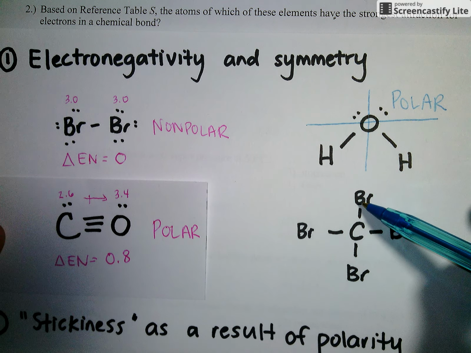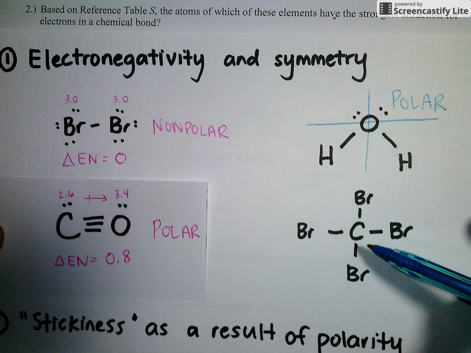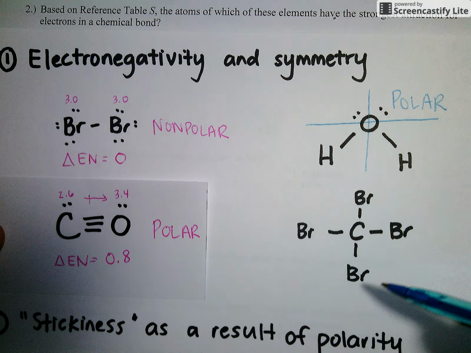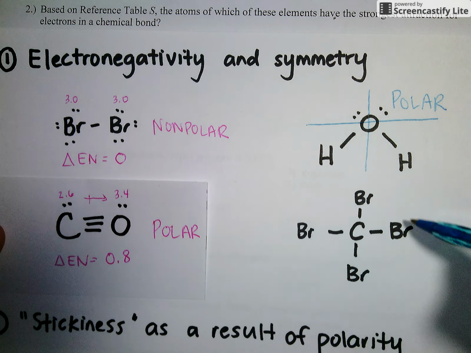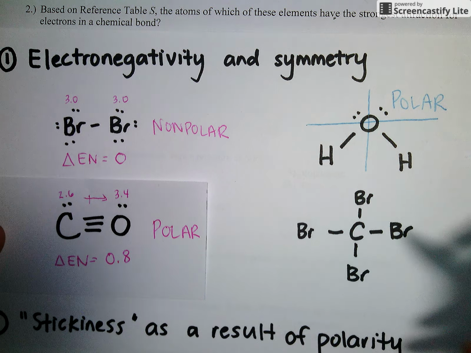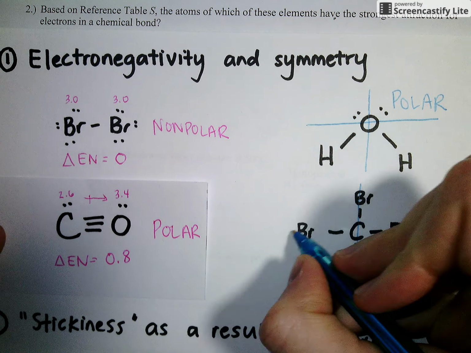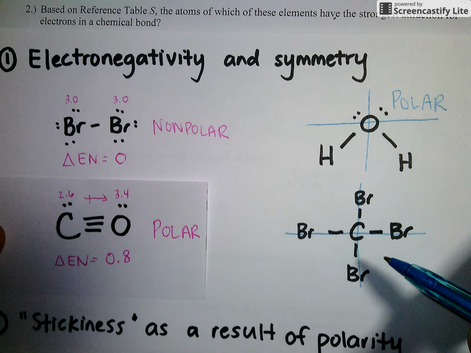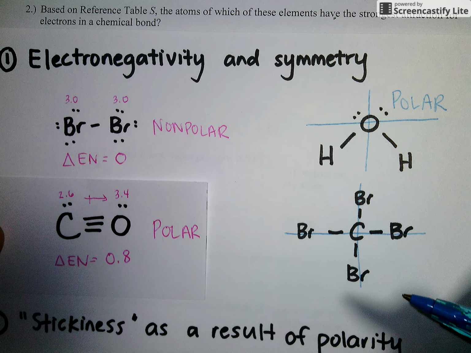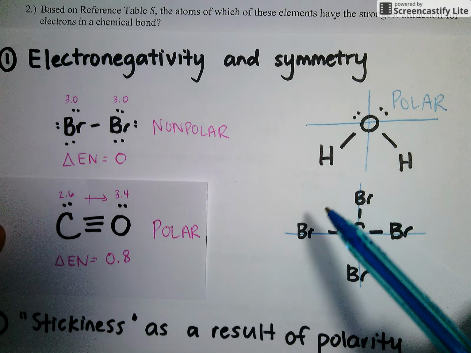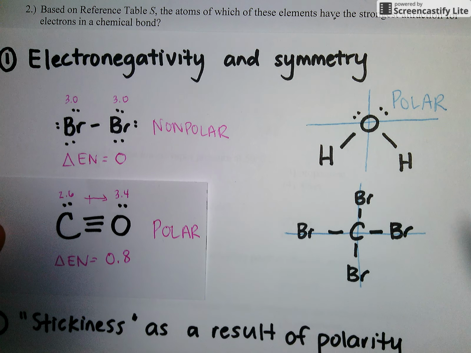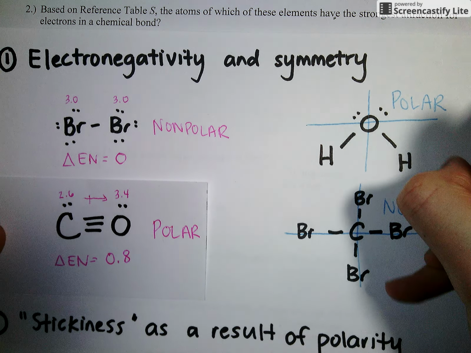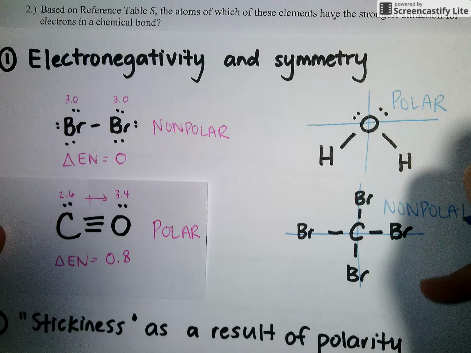Looking at CBr4, though, I know that the bond between C and Br is polar. Bromine pulls harder on electrons than carbon does. But when I look at the molecule as a whole and say, tell me about this entire thing, I'm going to draw my two lines on there and see that it's symmetrical, regardless of which way you look at it. So what that tells me is that the electrons are distributed evenly in this molecule so that there is no positive side and no negative side. It's completely symmetrical, making it a nonpolar molecule.